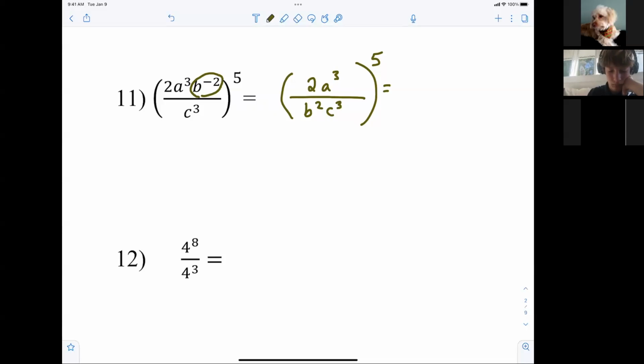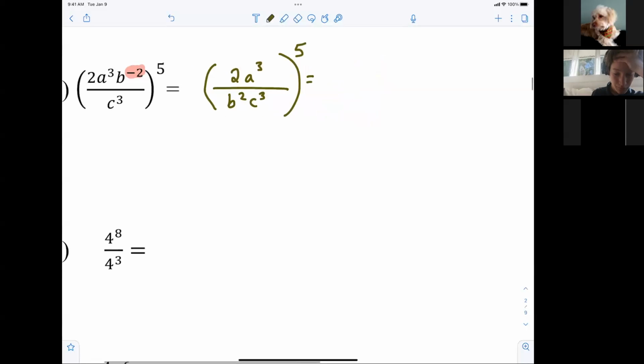Okay. Anybody have any questions with that? Anytime you have a negative exponent, it must move. Negative exponents move from the top to the bottom. If they're on the bottom, you move it to the top. Now you raise everything to the 5th power.